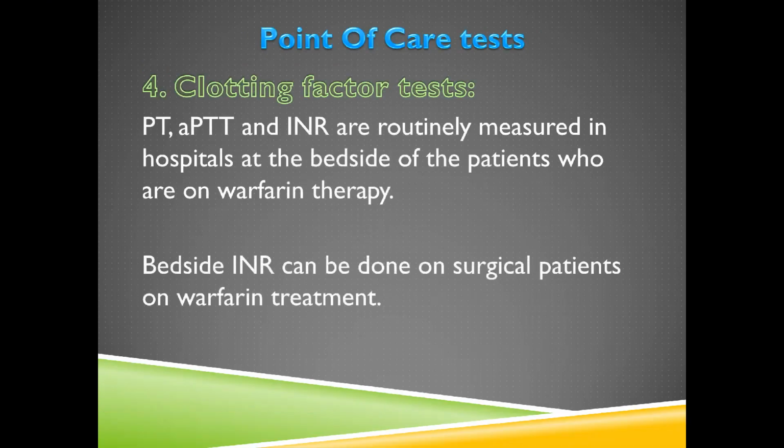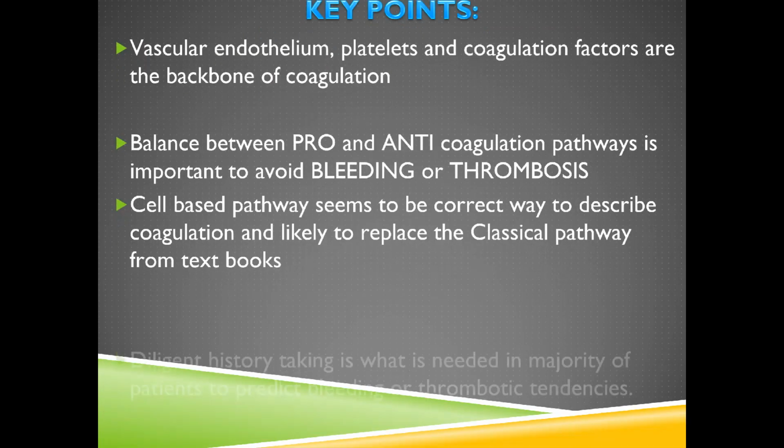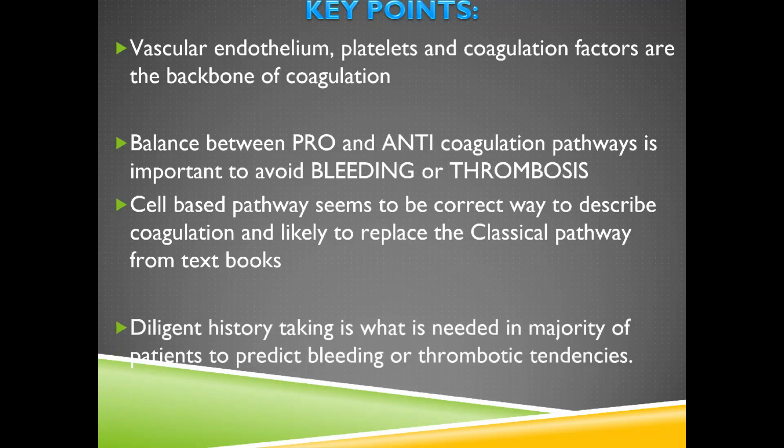PT, APTT, INR are routinely measured in the hospital, now at the bedside, in patients who are on warfarin therapy. And besides INR, it can be done in surgical patients on warfarin therapy also. So the take-home message is, these are the things: vascular endothelium, platelets, and coagulation factors form the backbone of coagulation. And the balance between pro and anticoagulation pathways is important to avoid bleeding or thrombosis. Cell-based pathway seems to be the correct way to describe the coagulation, likely to replace the classical pathway.